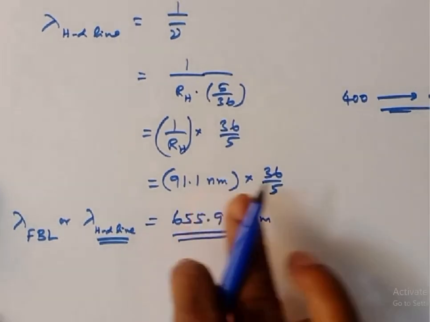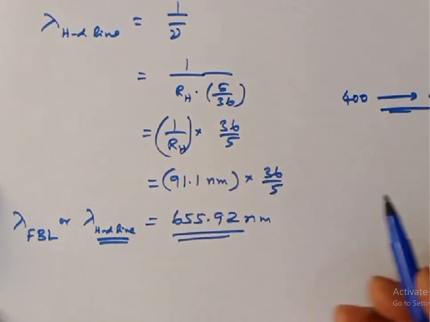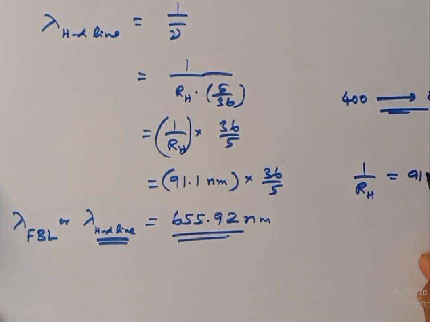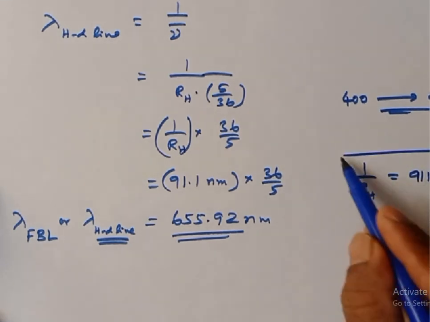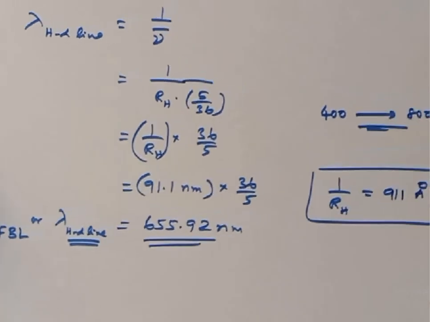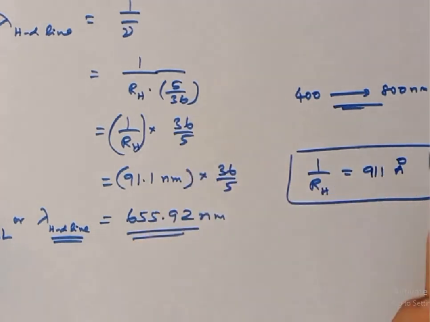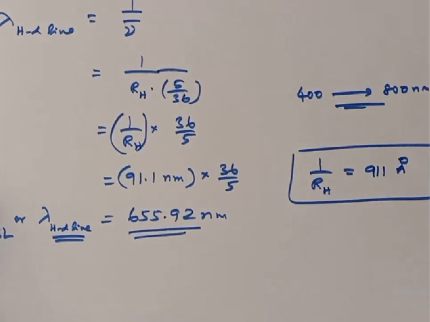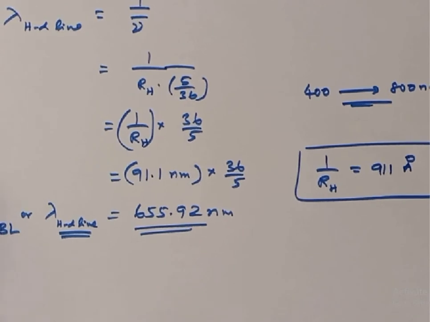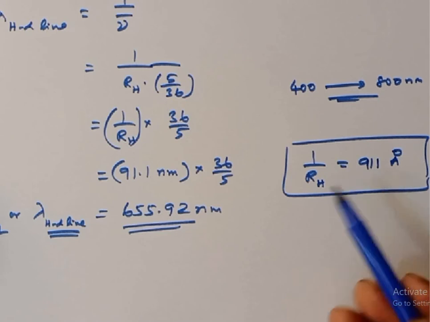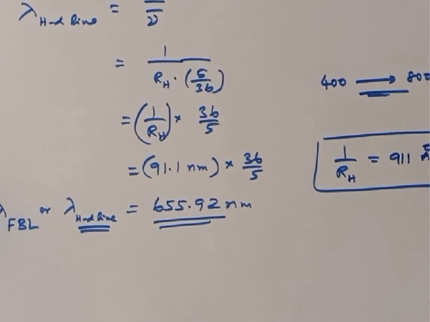If you want the value in angstrom units, sometimes they'll ask in angstrom units, the value of 1 by RH in angstrom units is 911 angstrom units. If you want the answer in angstrom units, you can use this one. 91.1 is in nanometer, 911 is in angstrom units. That's all.